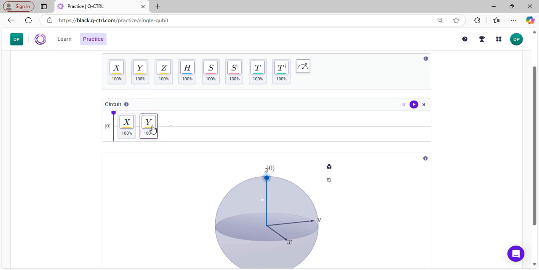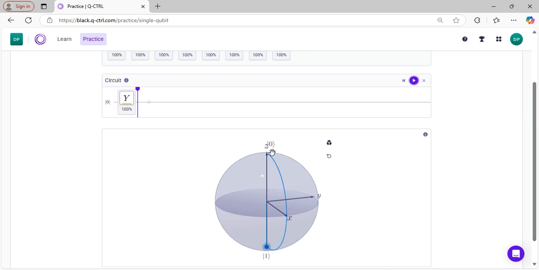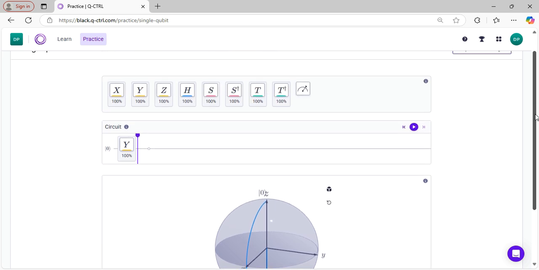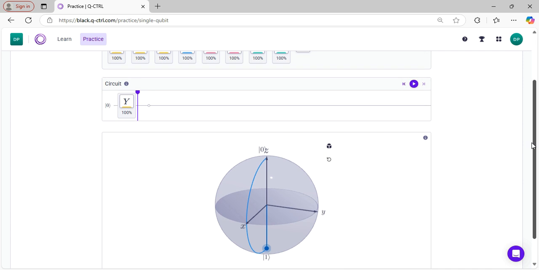All right, so we're gonna try the Y gate. I'm gonna get rid of this X gate, and we're gonna play the Y gate. And that also goes from the 0 state to the 1 state with this quantum qubit, but the Y gate goes around the Y axis, right? That's the only difference between the X gate and the Y gate. The X gate goes from the 0 to the 1, going around the X axis, and the Y gate goes around the Y axis, going from the 0 to the 1 state.